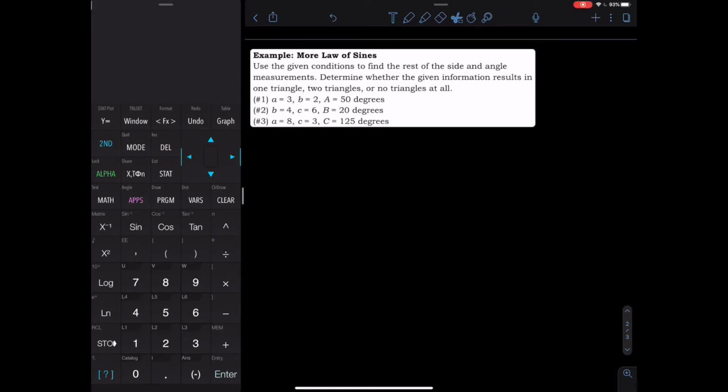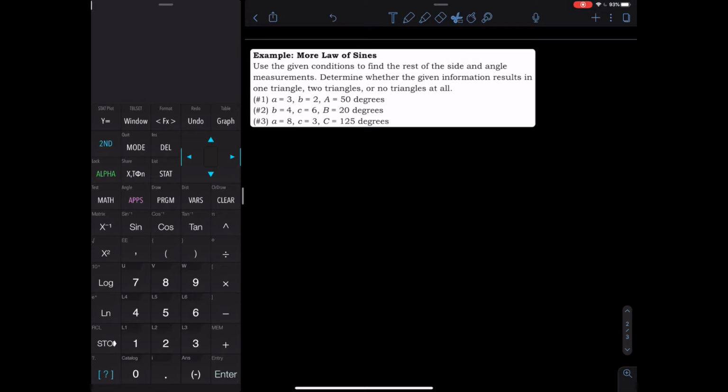In this part, we will do more law of sines. Other than using the law of sines to find the rest of the measurements, I also want you to tell me whether the given information results in one triangle, two triangles, or no triangles at all. So let's take a look at the first one.